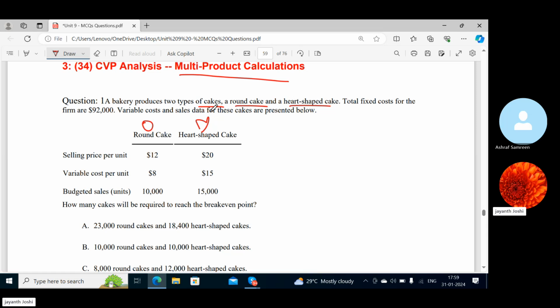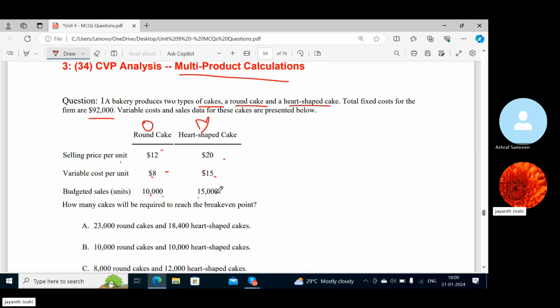The total fixed cost for the firm is $92,000. So you should be knowing that fixed cost is common for both the products, right? Now, only what will differ is the selling price, variable cost, and the number of units they want to sell. So selling price for both the cakes is given, variable cost is given, budgeted sales are given.